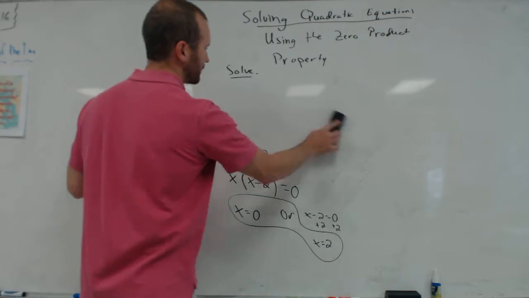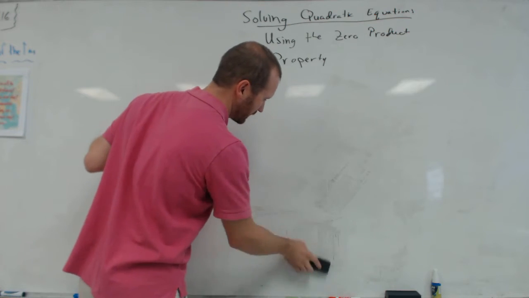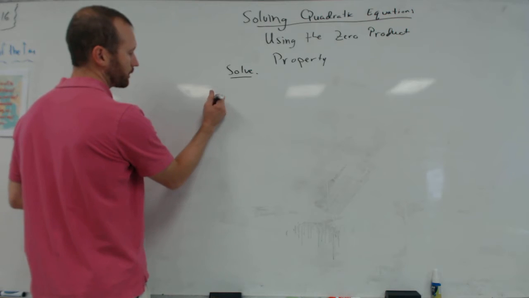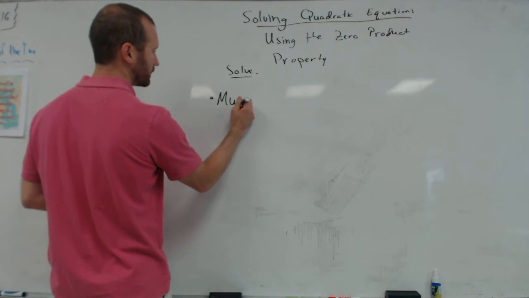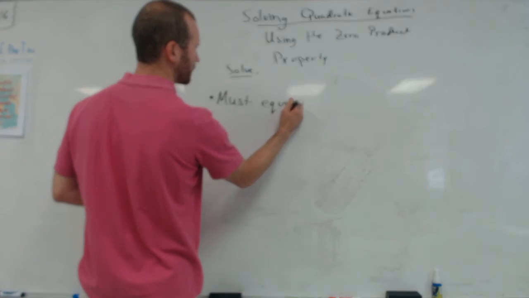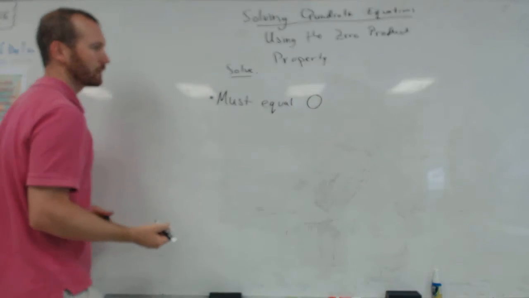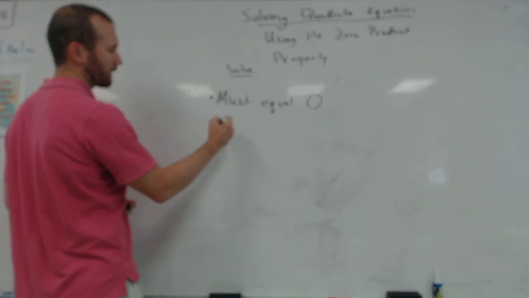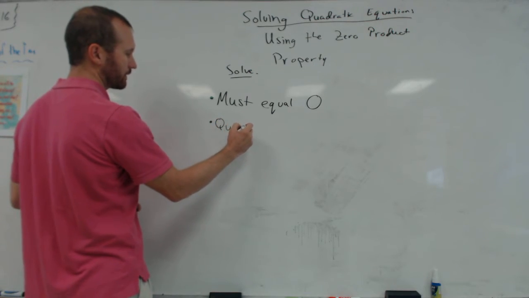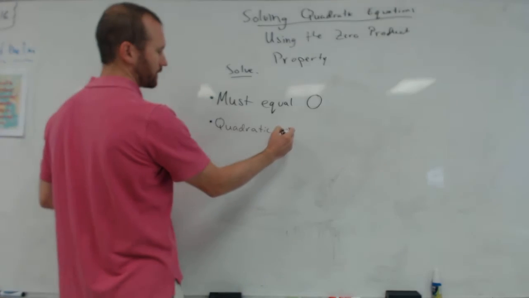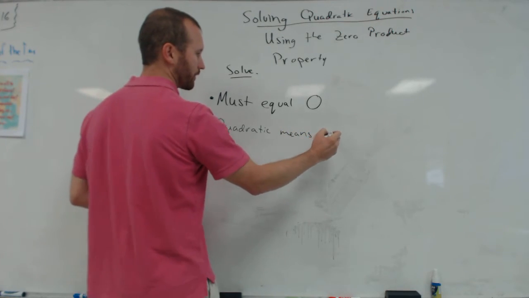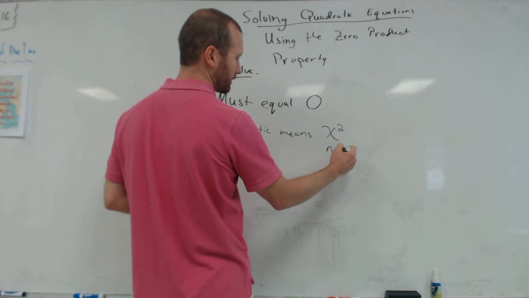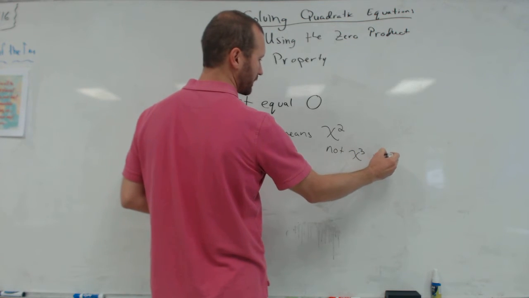Alright. So that is how we solve quadratics using the zero product property. Important things to remember. It must equal 0. Right? Quadratic means that we have x squared, but not x to the third, x to the fourth, etc.